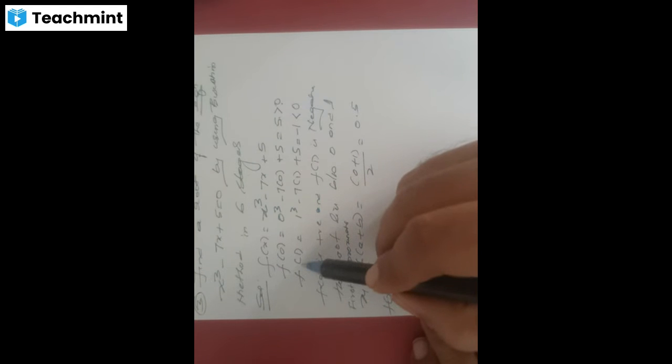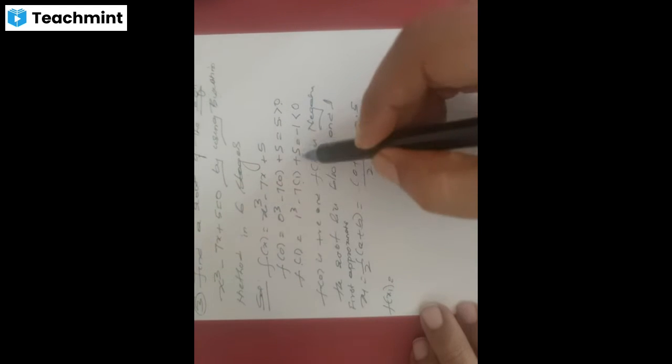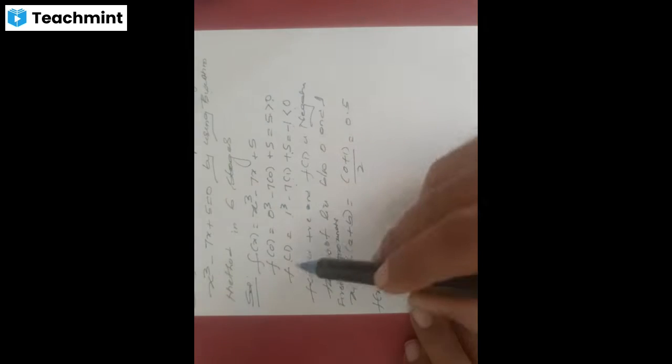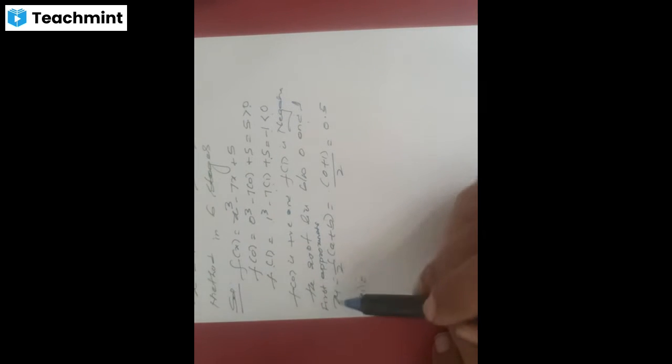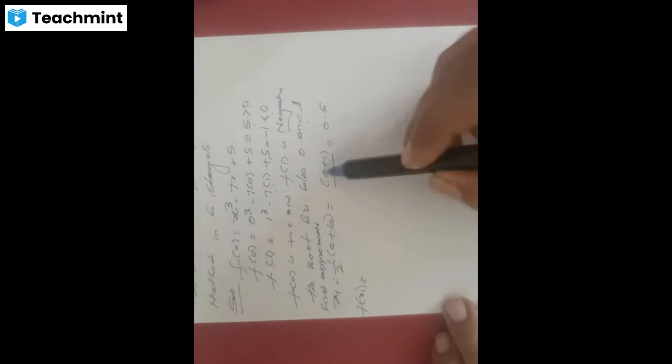Then find f of 1. Replace x by 1: 1 cube minus 7 into 1 plus 5, that is 6 minus 7, which is minus 1, less than 0. Therefore, f of 0 is positive and f of 1 is negative, so the root lies between 0 and 1. The first approximation x1 is 1 by 2 into a plus b, where a and b are 0 and 1. So 0 plus 1 by 2 is 0.5.